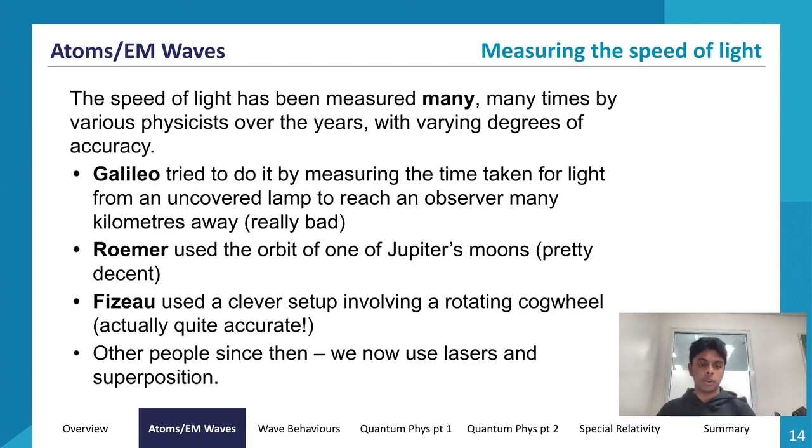The next person we're going to be talking about is Romer. What Romer did was he used the orbit of one of Jupiter's moons to find the speed of light. His method was pretty decent. He got pretty close, a lot closer than Galileo. And then we have Fizeau.